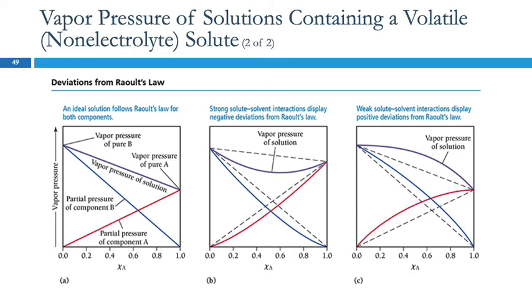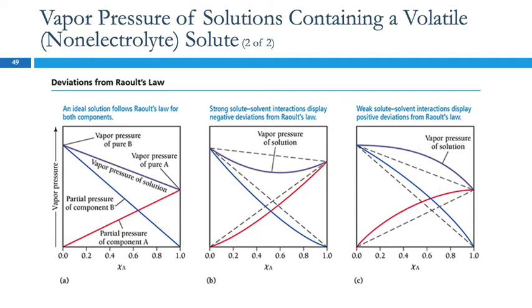Deviation is going to look like this. So here we have strong interactions between the solute and the solvent. They really like each other. They don't want to evaporate. And so what we'll see is when they're both present, the vapor pressure is lower than we expect, because the vapor pressure of part B is lower and part A, and so when you add them together, it's lower.